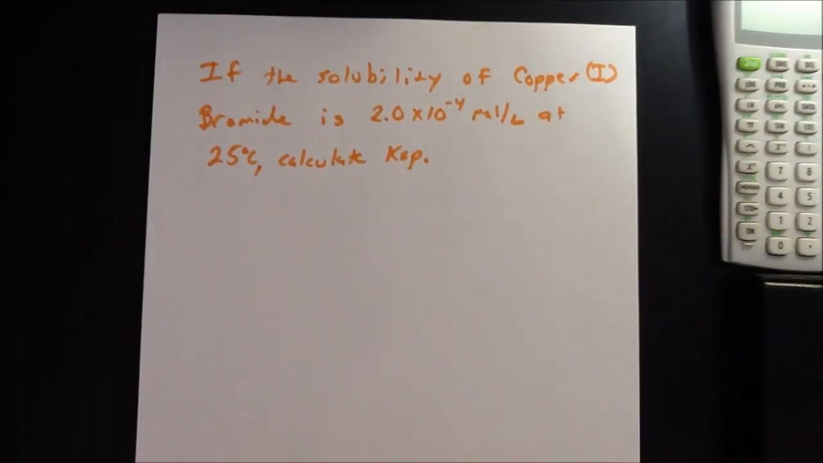Alright, I'm going to run through a series of practice problems here dealing with KSP. I did the introduction and did a couple of problems. My advice to you would be to take a look at the question, pause the video, see if you can work it, and then watch the explanation. But anyhow, if the solubility of copper 1 bromide is 2.0 times 10 to the negative 4th moles per liter at 25 Celsius, calculate KSP.